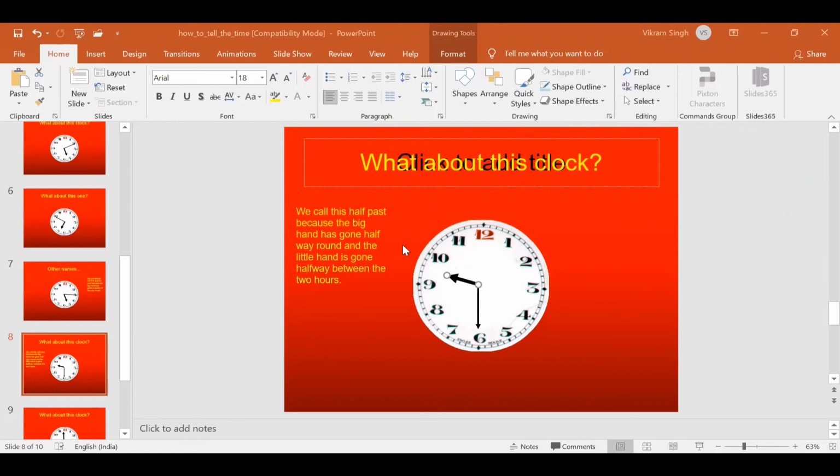If the minute hand is on 6 and the hour hand changes, it is between 8 and 9. Who will tell me the time now? Can anybody tell me the time? Come on, raise hand. Who will tell me the time? Parmesh, please tell me the time.